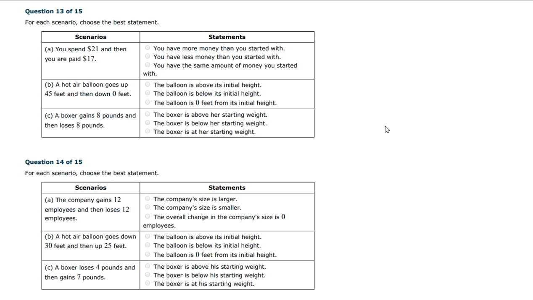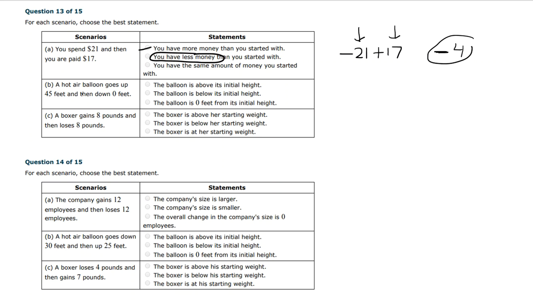Okay, let me just go through a few more examples where you have to choose the best statement for each scenario. So you spend 21. If you spend 21, that's going to be a negative 21. And then you're paid 17. But you spent more than you were paid. So that means you're going to end up having a negative answer. So you have less money than you started with.